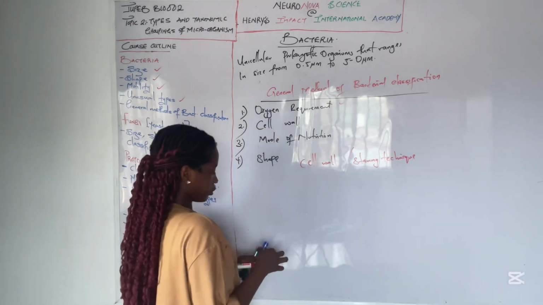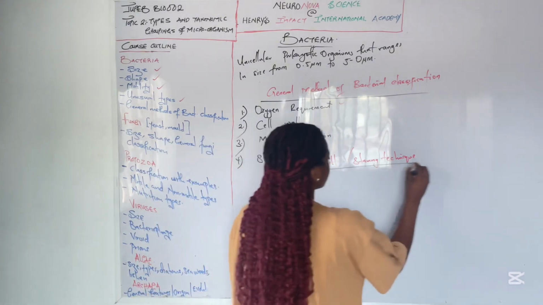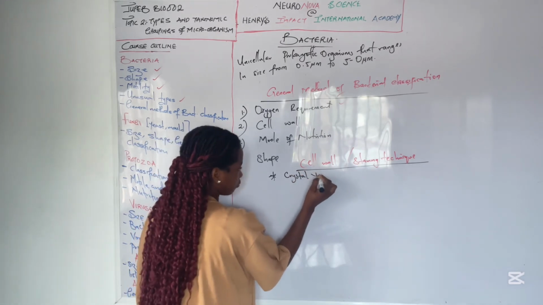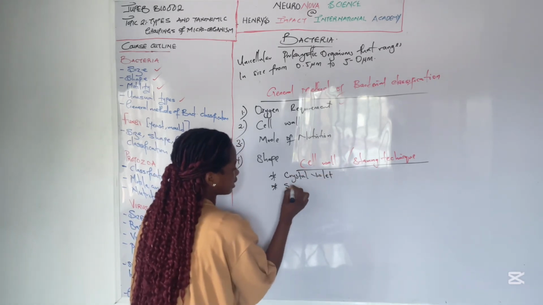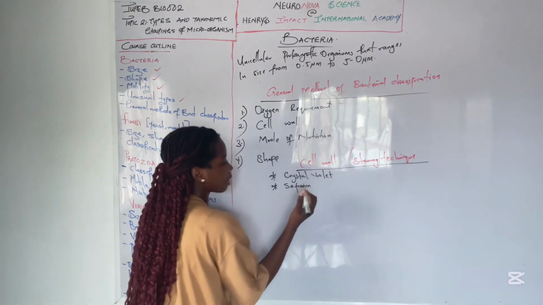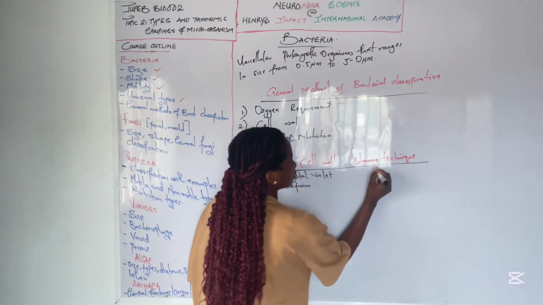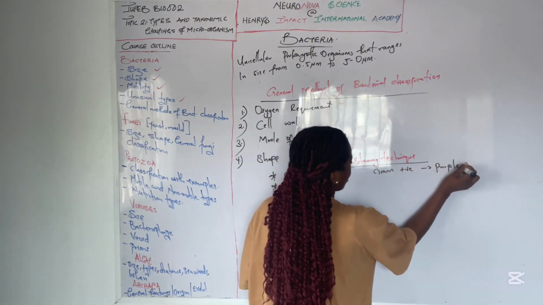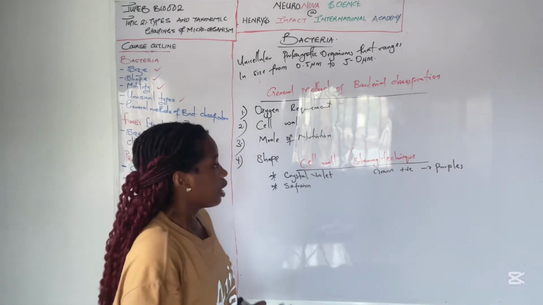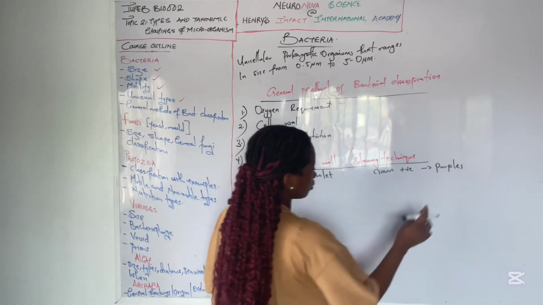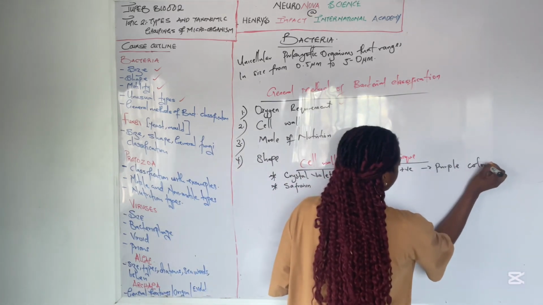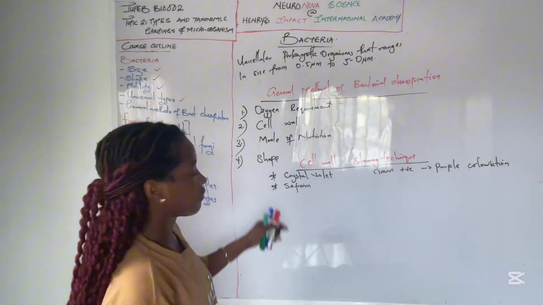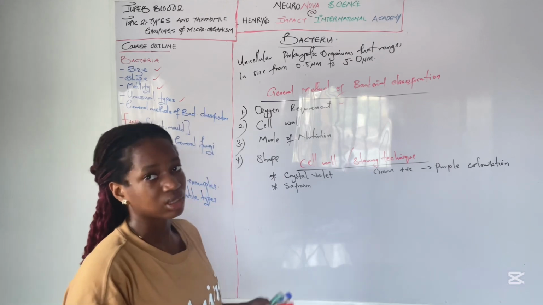And it's also very important for you to know that what we use to do the staining technique for bacteria is what we call the crystal violet and the safranin. And you should know that gram-positive bacteria will retain purple coloration, while gram-negative will retain red or pink coloration. Gram-positive retain purple coloration due to the absorption of the crystal violet, while your gram-negative, due to the safranin, retain your red, or sometimes you see it as pink coloration.